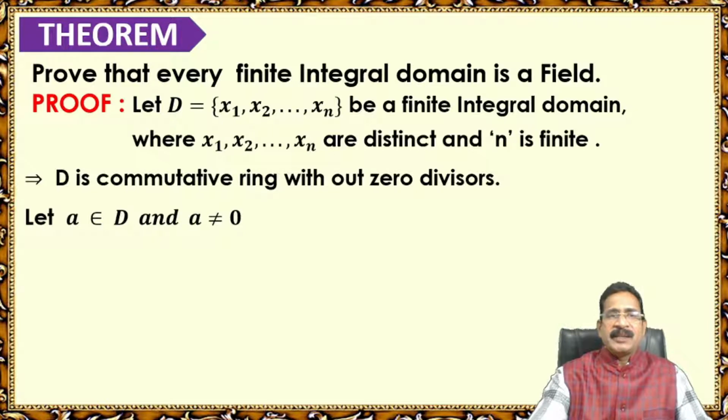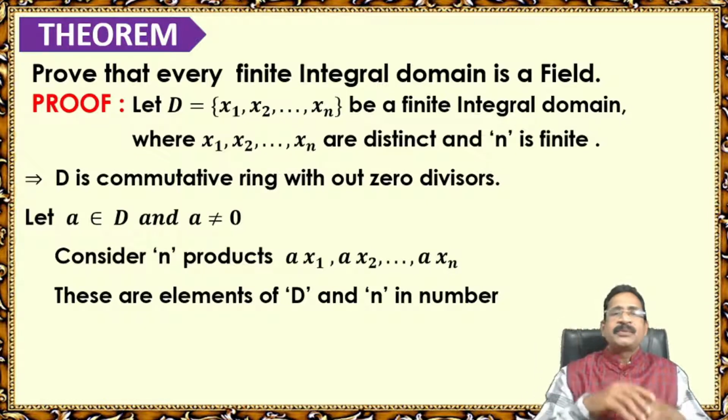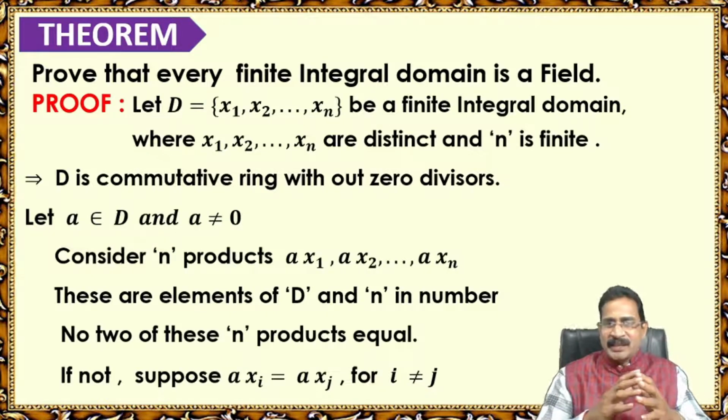So take A in D and that A is not equal to 0. Now with the help of this A, multiply with every element in D: Ax1, Ax2 and so on Axn. These are all elements of D by closure law. And n is finite, we know that. Our claim is these n products are distinct. Distinct means they are different. No two of them are equal.